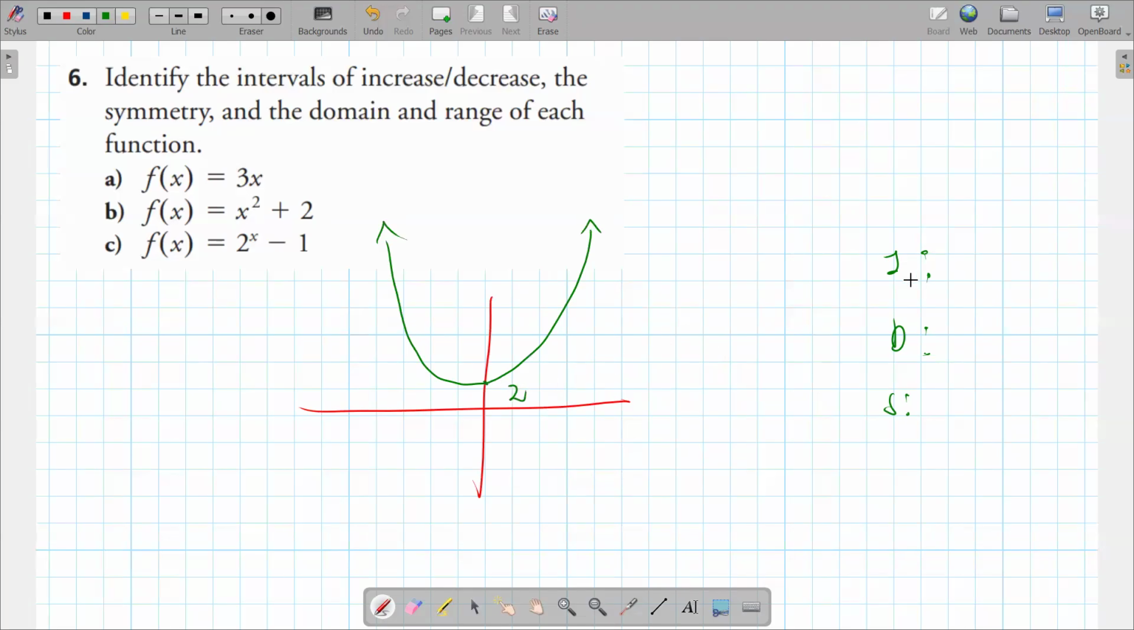What's the interval of increase? Where is this function increasing, if anywhere? It is increasing somewhere, when x is greater than 0. So to the right of 0, it's increasing. To the left of 0, it's decreasing. What about the symmetry? Odd, even, neither.